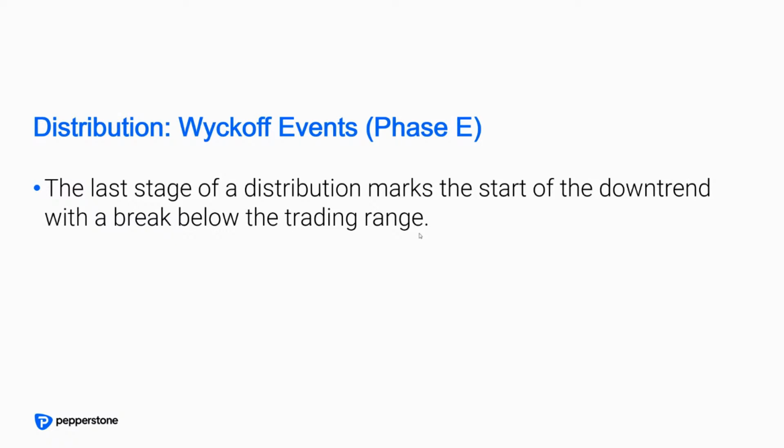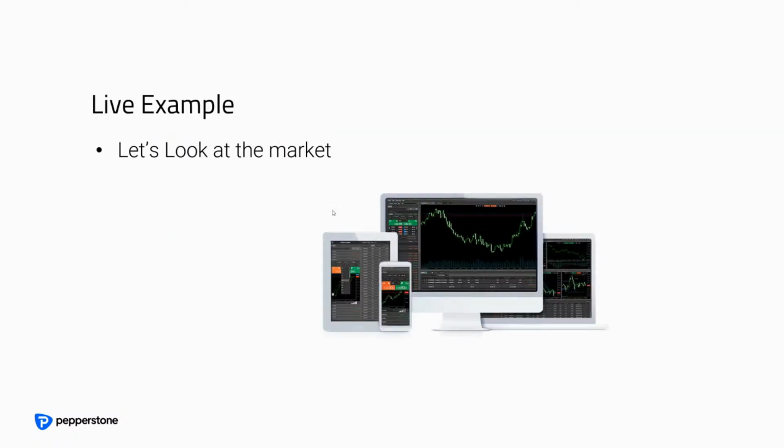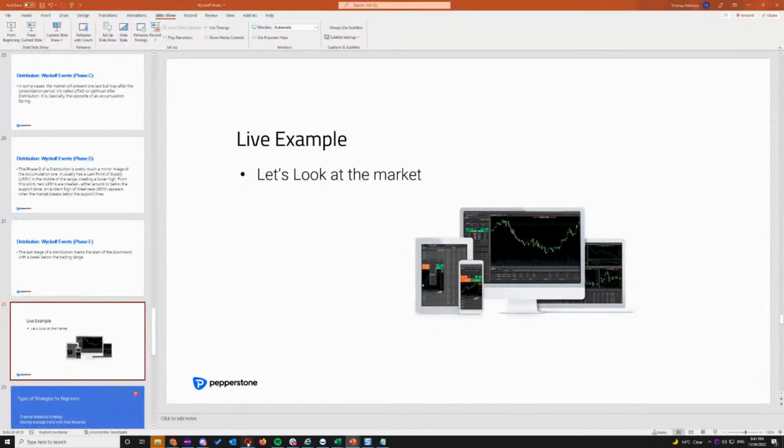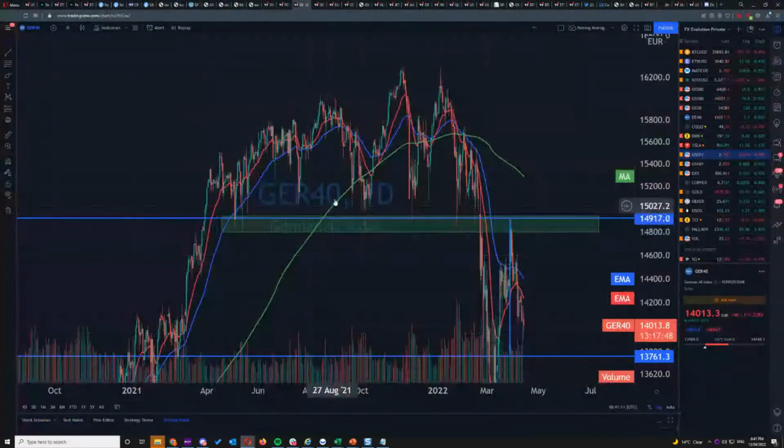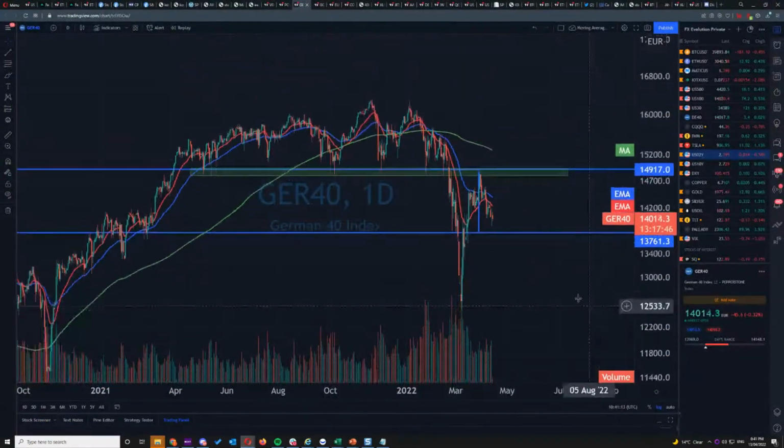So the last stage of a distribution generally marks the start of the downtrend, with a break below the trading range. So let's now get into some charts, Ty, like we said we would. Let's get into a few charts here and talk about some things that have occurred recently.